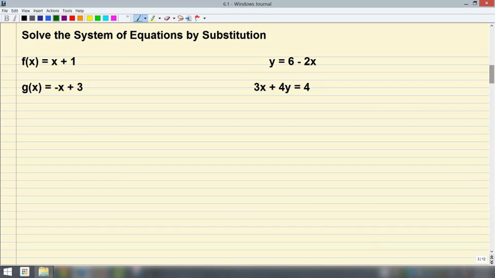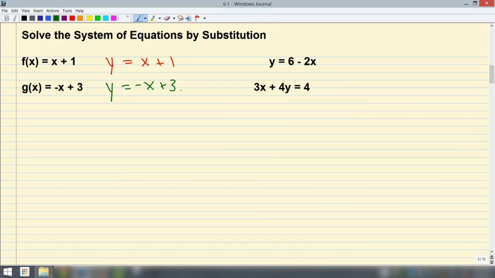Here we have f of x equals x plus 1 and g of x equals negative x plus 3. This is the same problem we just did. But now we're going to solve it without the graph. We're going to solve it using substitution. So we're going to rewrite this first equation as y equals x plus 1. And we're going to rewrite the second equation as y equals negative x plus 3.